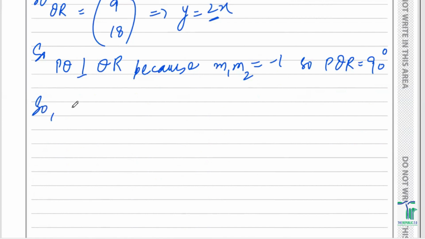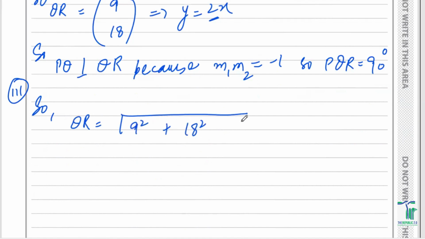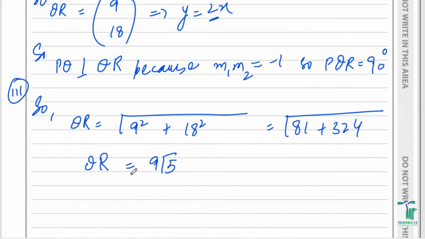So in the third part, first of all, get yourself QR, and QR is going to be 9 square plus 18 square, which comes out to be 81 plus 18 square, which is 324. And just plugging their values in the calculator, you will be having 9 root of 5, right?